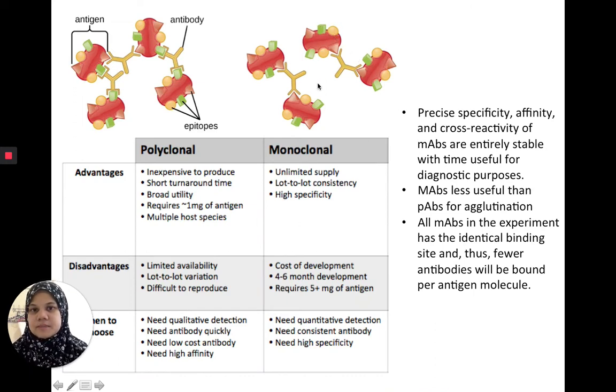So this means the monoclonals are usually more specific. They're more consistent as you make different batches, but they're harder to develop. It's more expensive. It takes longer.